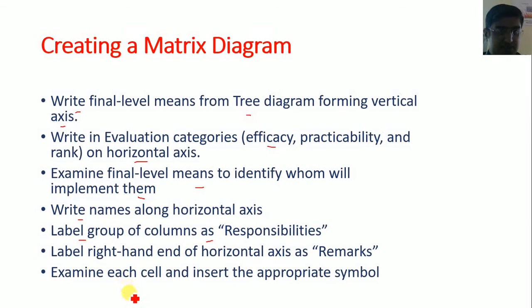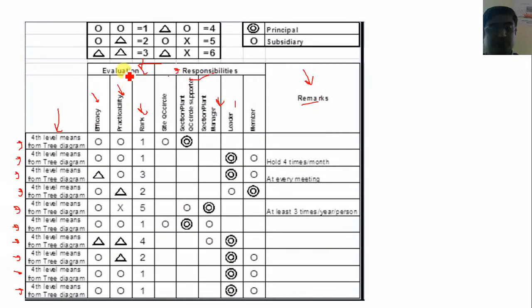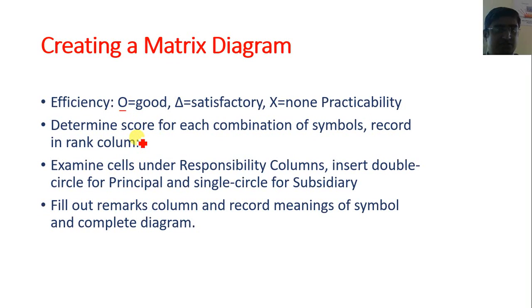Now examine each cell and insert the appropriate symbol. There are various symbols used, like a circle, a triangle, and a cross, each having a specific meaning. A circle, O, indicates it is good. The triangle indicates it is satisfactory, and X indicates none. For practicability too, O, delta, and X are the three symbols used in this matrix diagram.